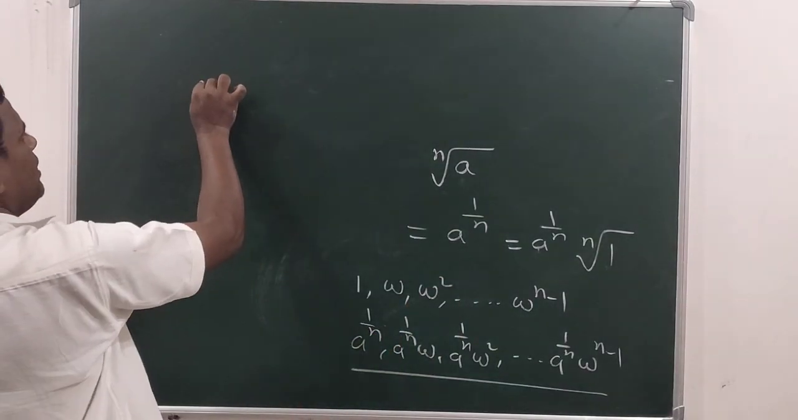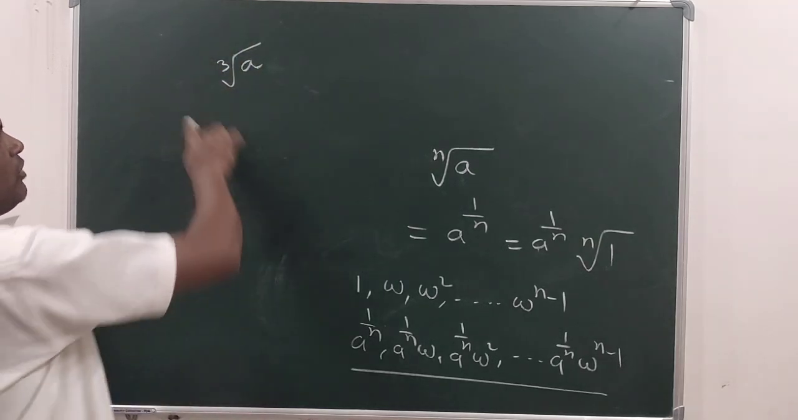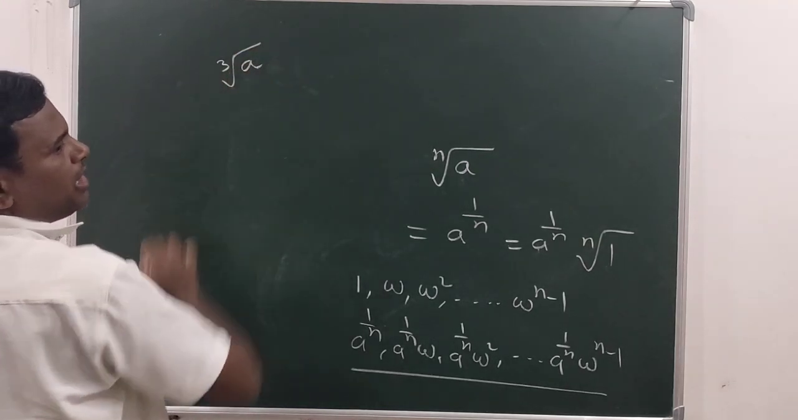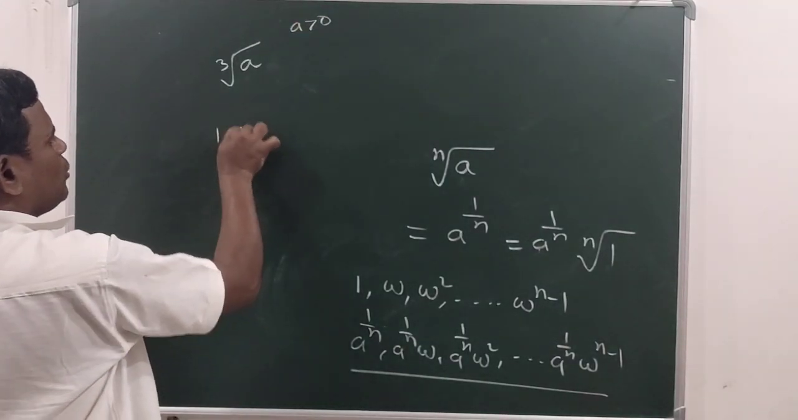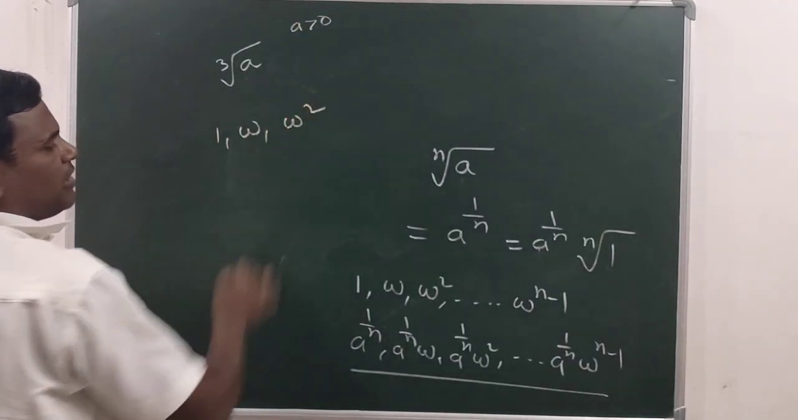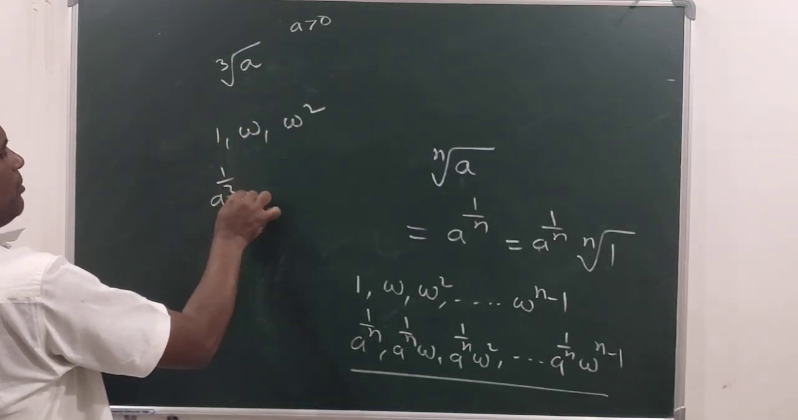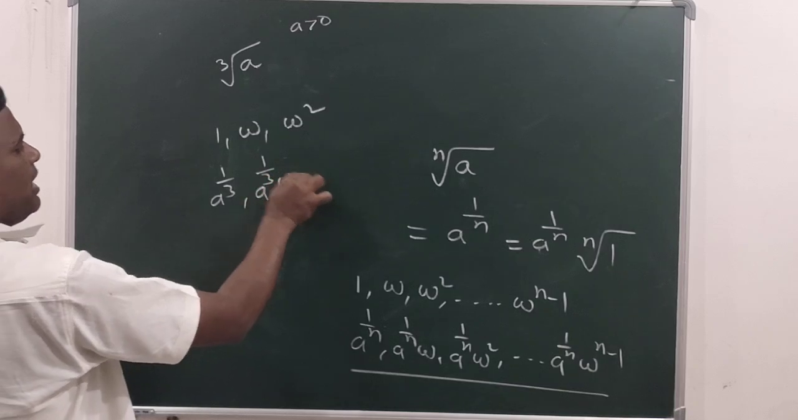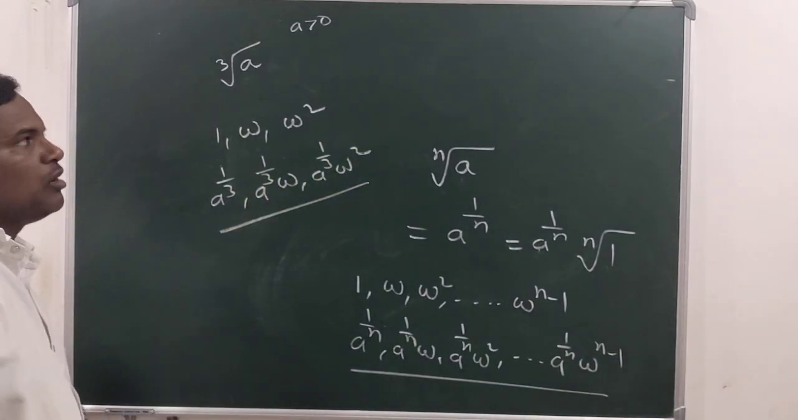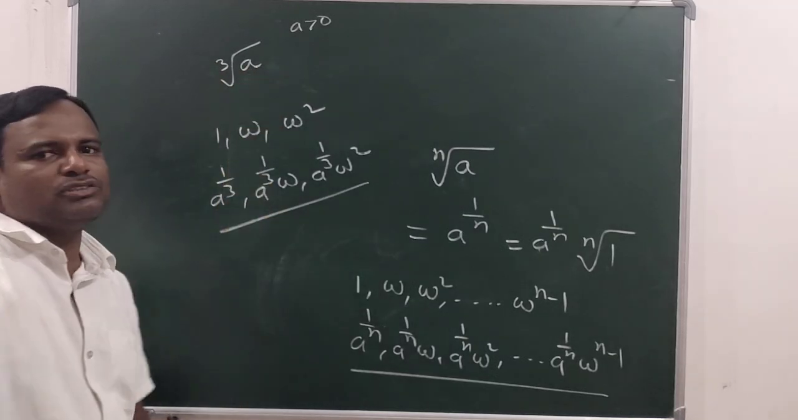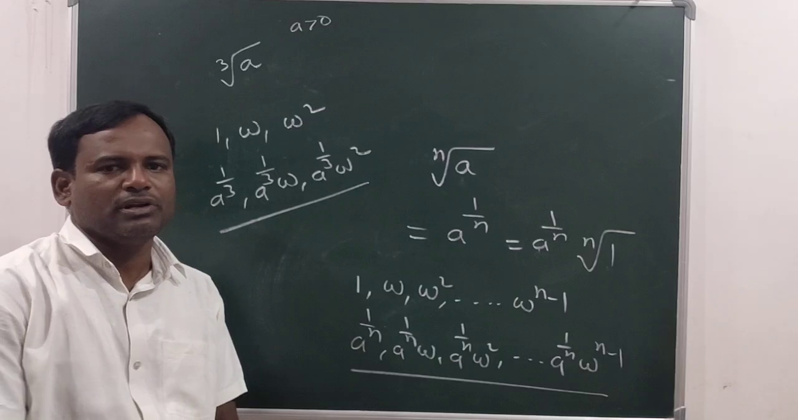Suppose you want the cube roots of a real number A. What will be the roots? A must be positive, remember this. What are the cube roots of unity? 1, omega, omega square. Now multiply these three with A power 1 by 3: A power 1 by 3, A power 1 by 3 omega, A power 1 by 3 omega square. These are the roots of the cube root of a positive real number. So this point also you would have to remember.